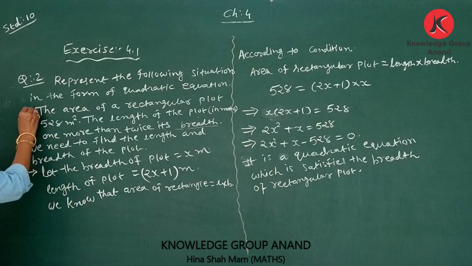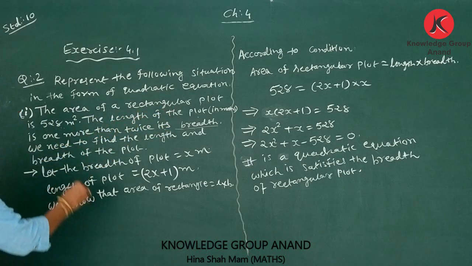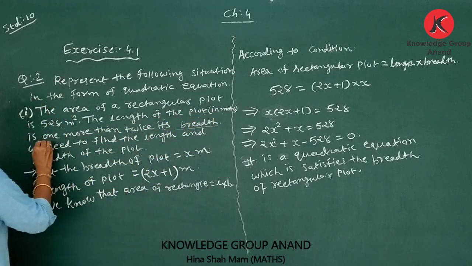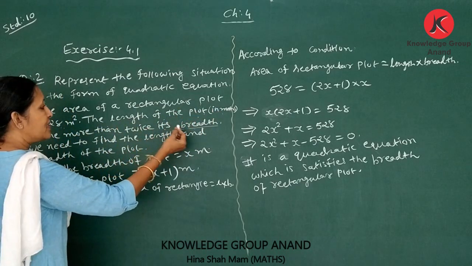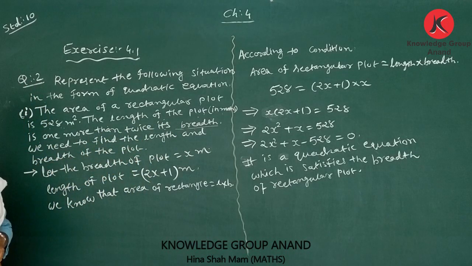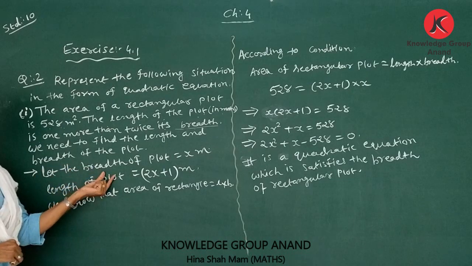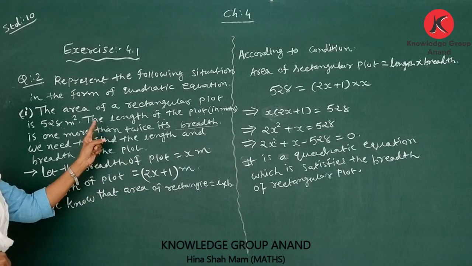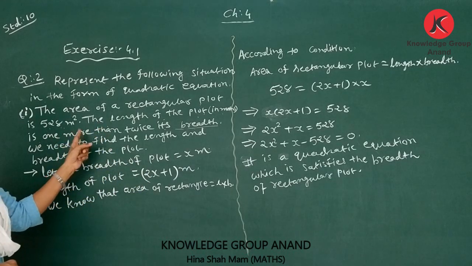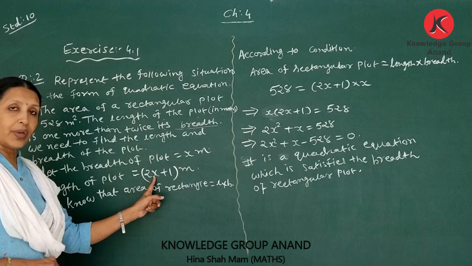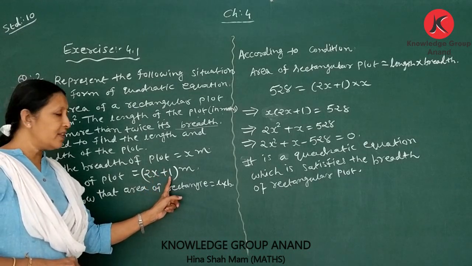Again, the question is like this. Number 1: the area of a rectangular plot is 528 meters square. The length of the plot in meters is one more than twice its breadth. We need to find the length and the breadth of the plot. Let the breadth of the plot be x meters. Then the length of the plot is one more than twice its breadth. Twice the breadth is 2x, and one more is 2x plus 1 meter.